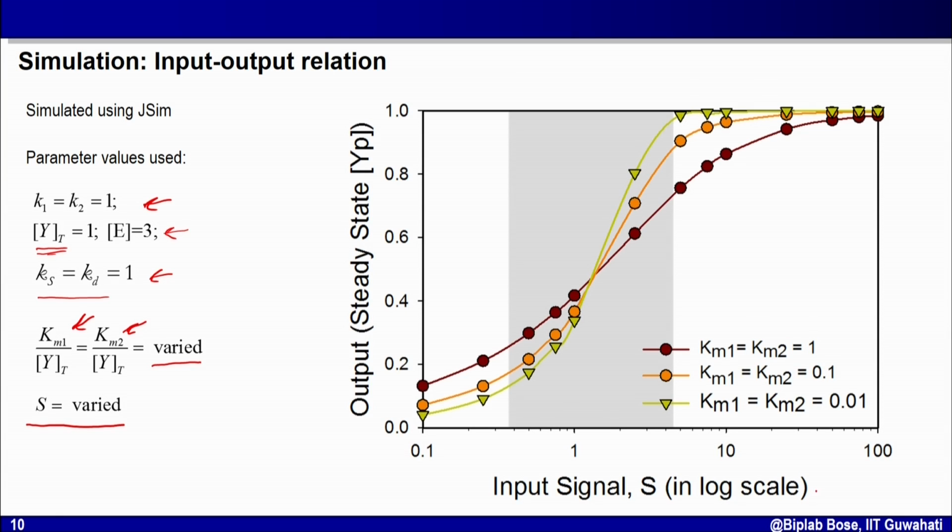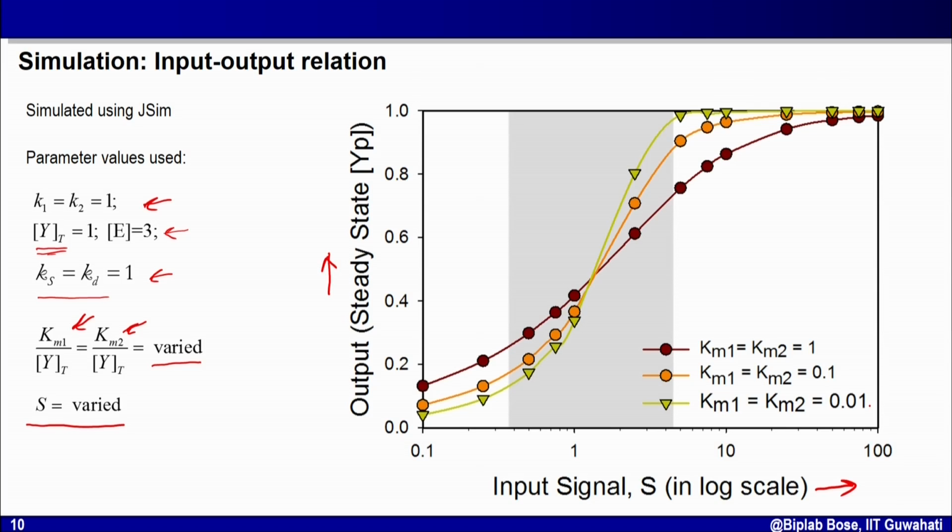In this horizontal axis, I have plotted S, the input signal, in log scale because the figure looks better when you plot in log scale. In the vertical axis, I have plotted the output, that is the steady state of Yp. How do I get the steady state of Yp? I have simulated using JSim for 50 time steps. By 50 time steps, the system reaches steady state, and I have taken the last time step's value of Yp, that is my steady state value of Yp. And then I have plotted.